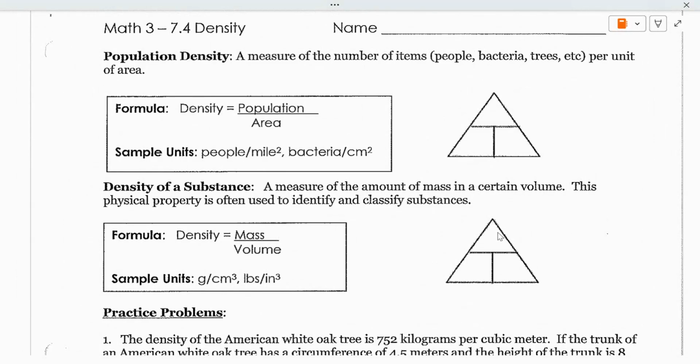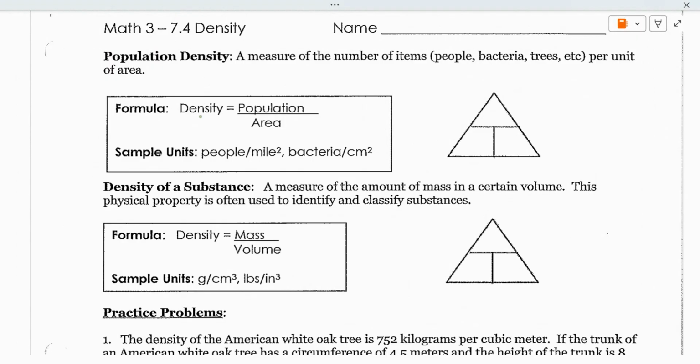Okay. So density, you talk about density. What about any of you in global history, whatever? Has anyone talked about population density in any of your history classes? Yeah. Okay. Well, today we're going to figure it out.